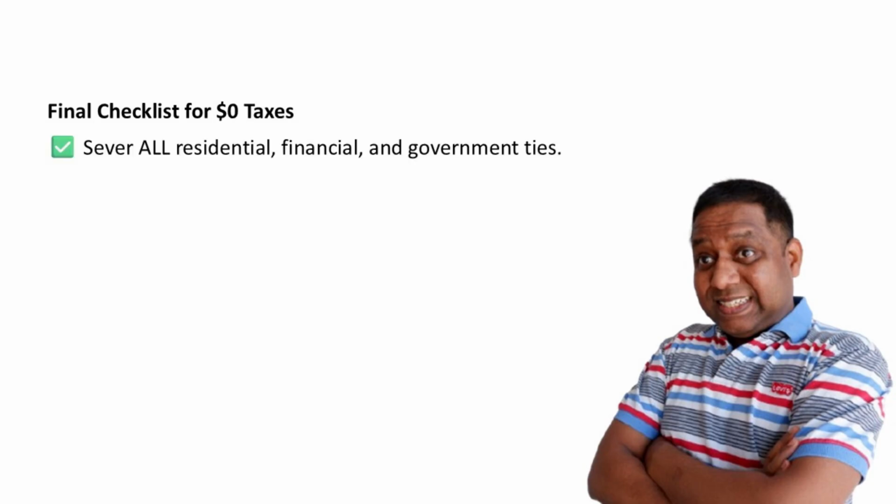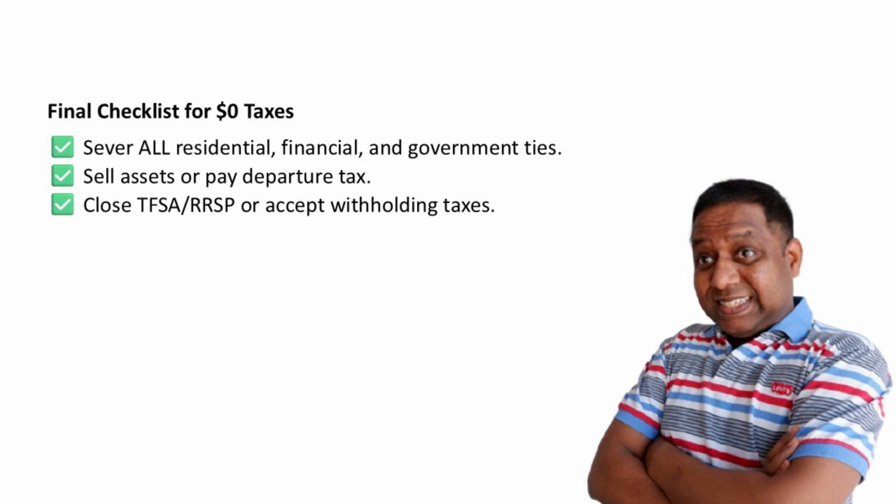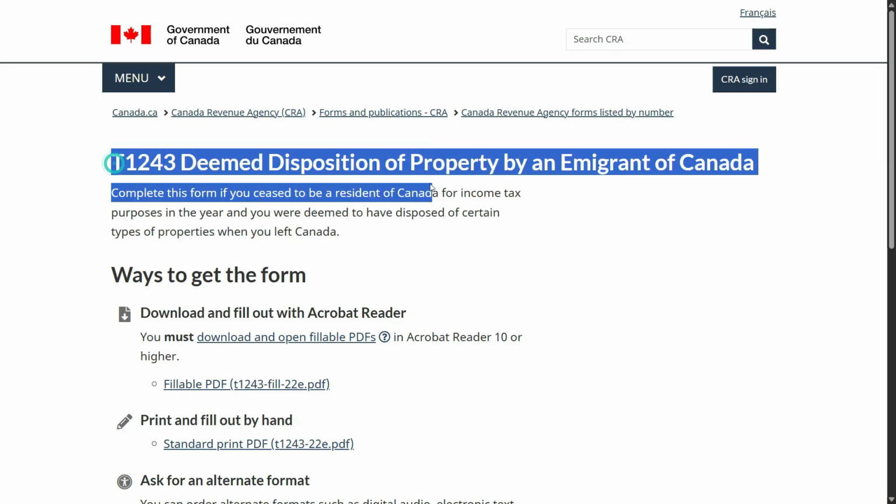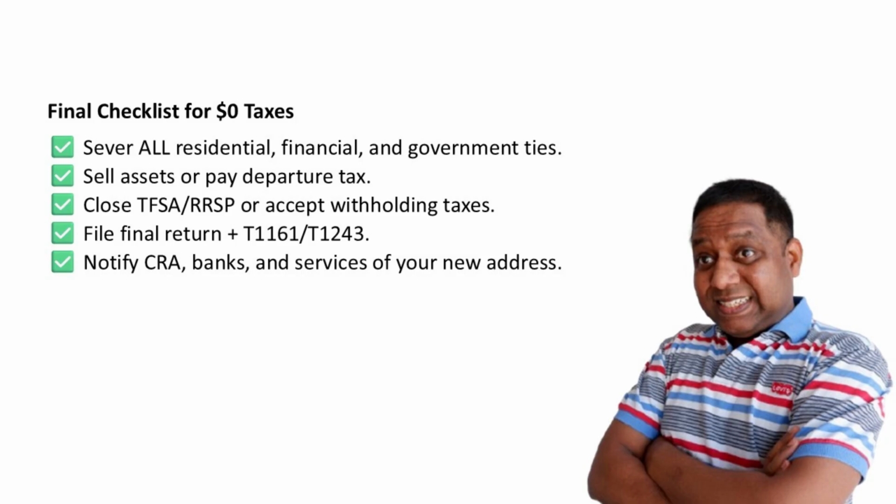So, the final checklist for zero taxes: sever all residential ties, financial and government ties, sell assets and pay departure tax, close TFSA, RRSP or accept withholding taxes, file the final tax return and these forms T1161 and T1243, and notify CRA, banks and services of your new address.